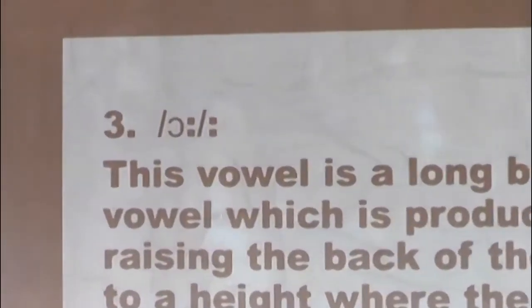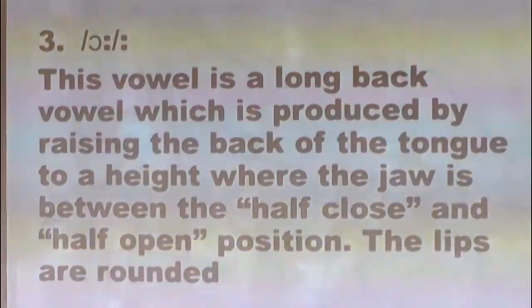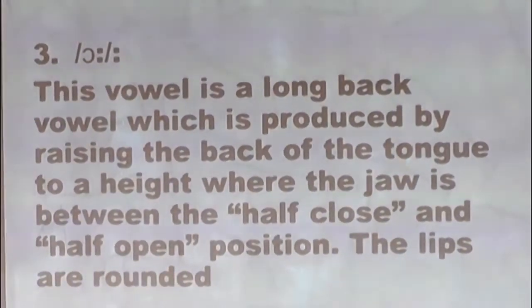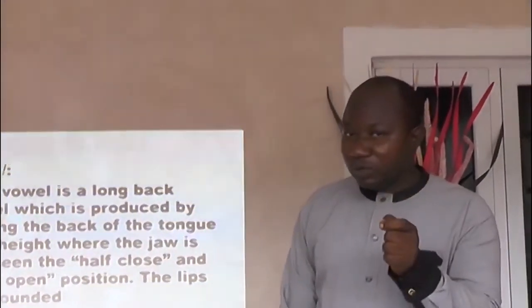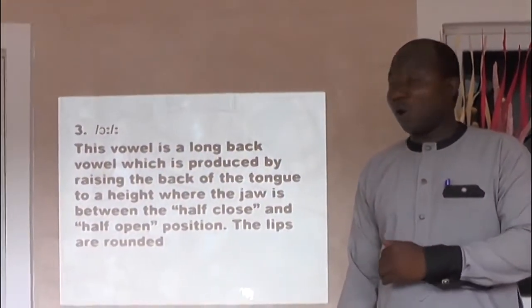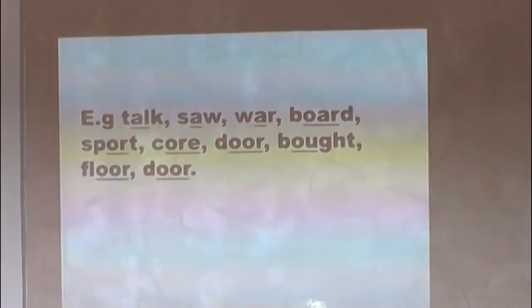Yes, look at this. It's another long vowel sound. It is produced by raising the back of the tongue to a height where the jaw is between half closed and half open. As I've said, here your jaw will not open and it will not close. That is, it is in between open and close. It is pronounced as aw. Say it after me. Aw. Let's look at the examples.